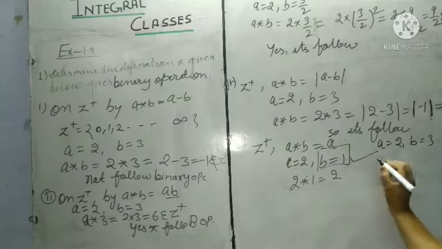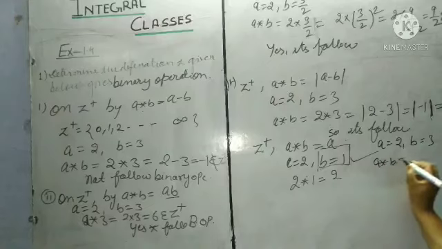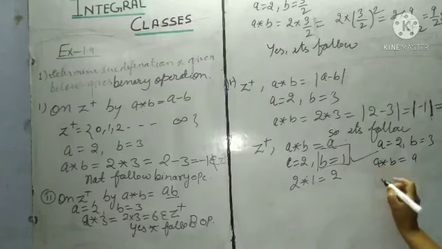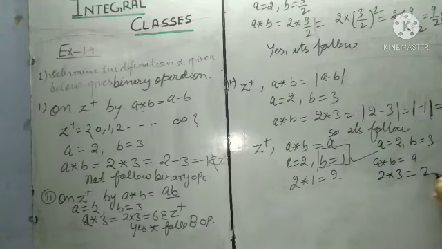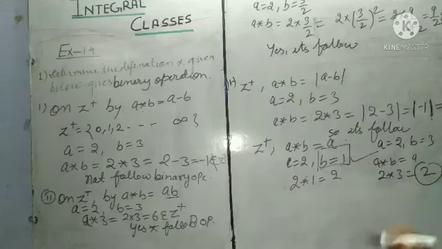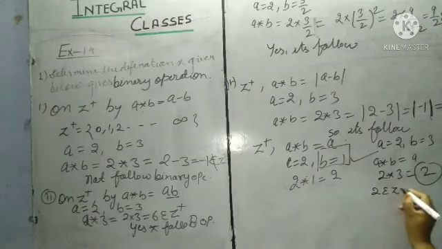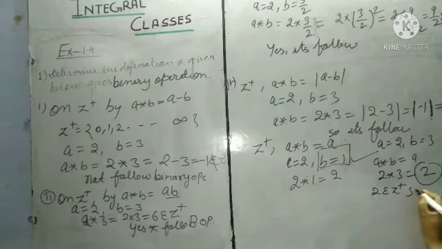So again, A star B equal to A, it means 2 star 3 equal to 2. So it is also followed here. Now 2 belongs to Z plus. So yes, it also follows the binary operation.